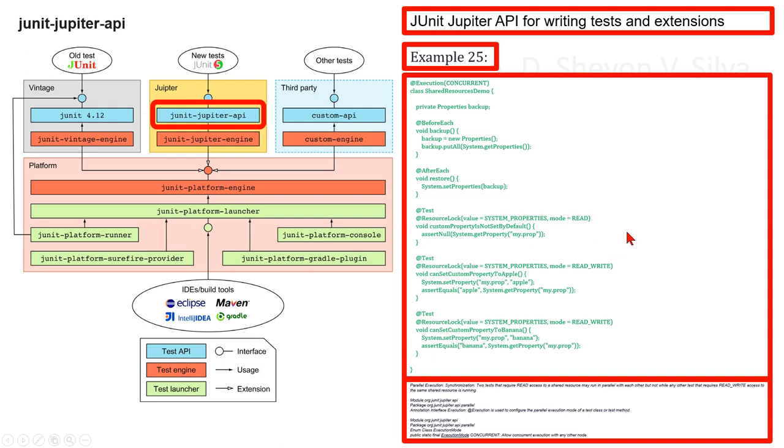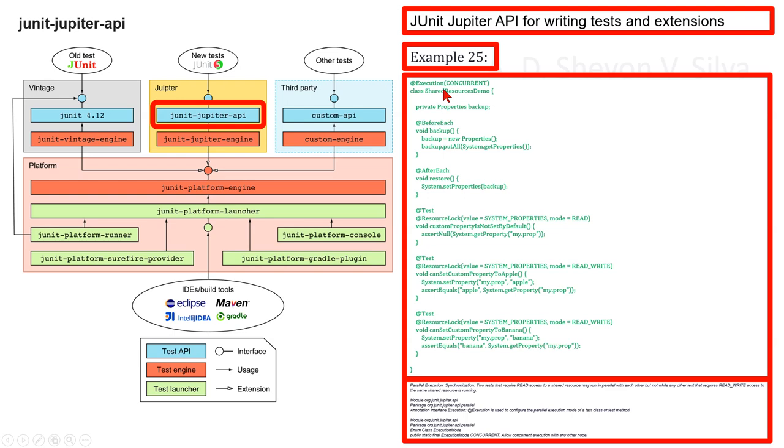Now we are considering parallel execution and synchronization in parallel execution. Two tests that require read access to a shared resource may run in parallel with each other, but not while any other test that requires read-write access to the same shared resource is running. The annotation interface Execution in package org.junit.jupiter.api.parallel in module org.junit.jupiter.api is used to configure the parallel execution mode of a test class or test method.